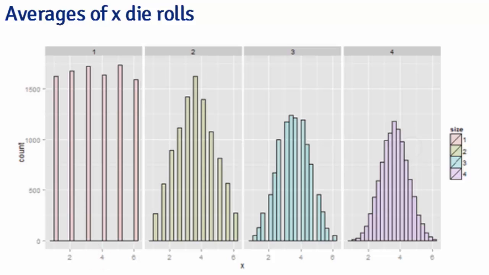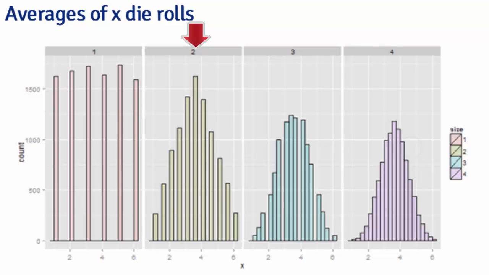Now imagine if I were to take the die, roll it twice, take the average of the numbers, and then do that over and over again. Then I wouldn't have a distribution of die rolls, I would have a distribution of averages of 2 die rolls, and that's what we see here in the second panel.